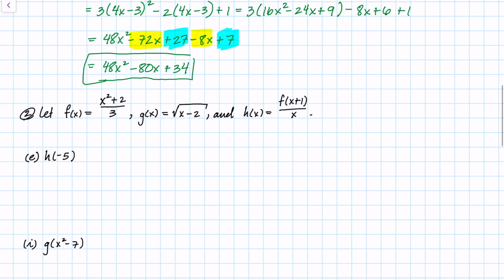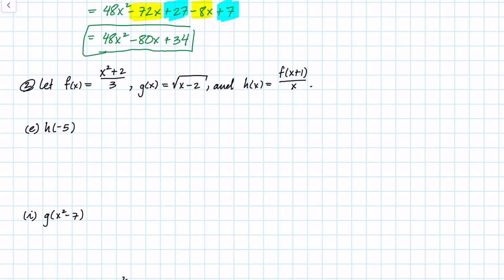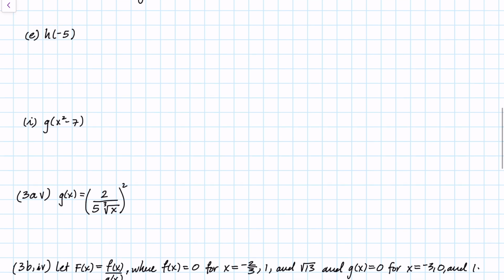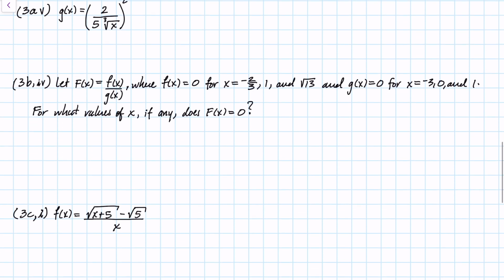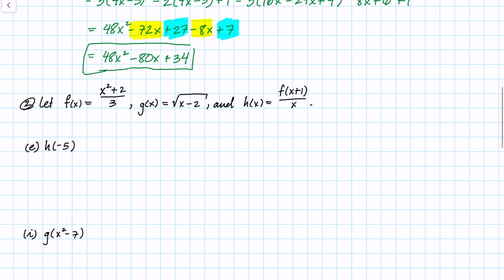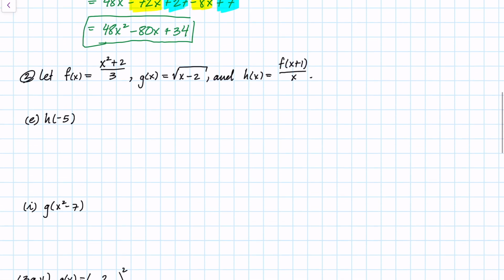All right, so now let's jump to a different problem. So this is problem 2, and I'm only going to do 2 problems out of problem 2. Okay, so here we have some different definitions. So now f of x is defined as this. g of x is just another function. And then h of x is another function that is written in terms of x and f of x. Okay? So let's do the first one, part E.